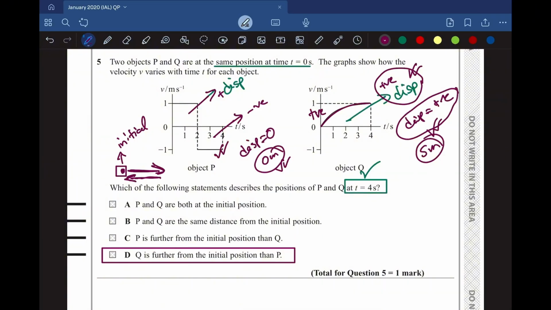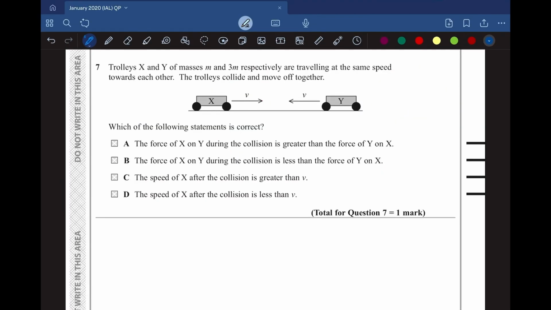So now let's move forward to another question. Trolleys X and Y, of masses m and 3m respectively, are traveling at the same speed towards each other. So basically they're moving towards each other. The trolleys collide and move together. This is a very important part of this question, that they are moving together.